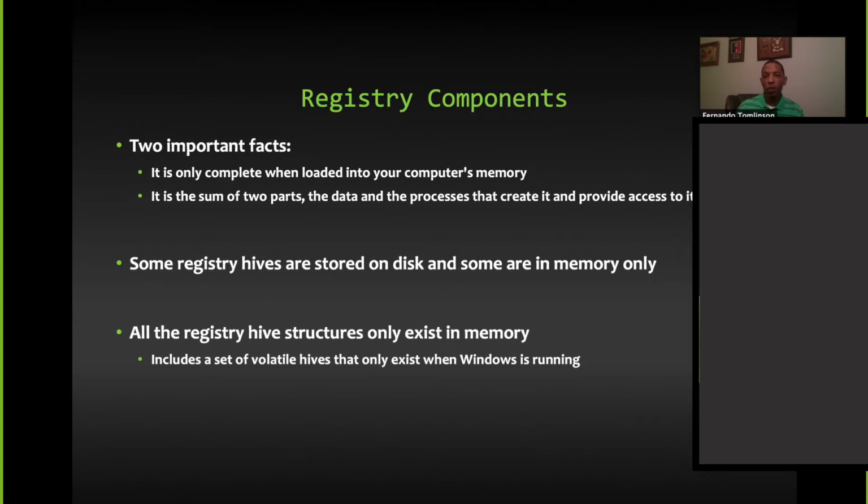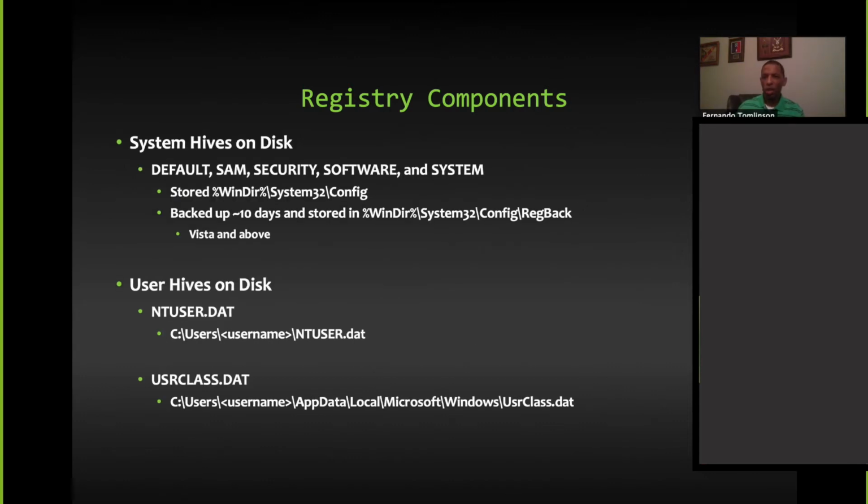From this perspective, there are some registry hives that only exist in memory. They don't map to anything on the disk, and vice versa, where there's some that generally, historically really, come from the disk and then get formed into a live hive, if you will, once the system is booted up. So what are these hives that are on the disk?